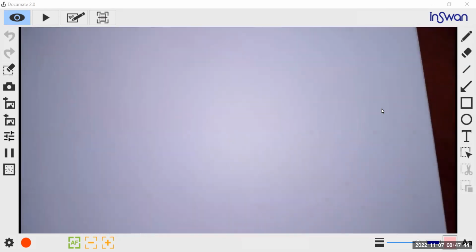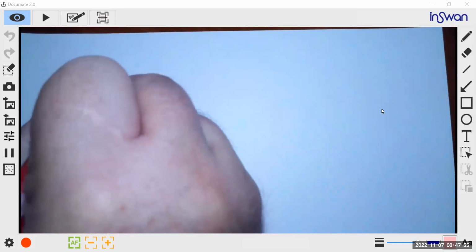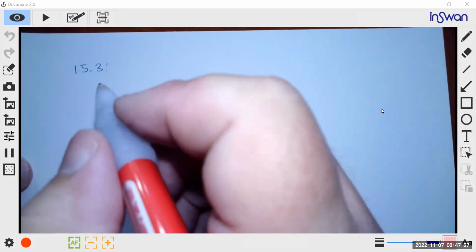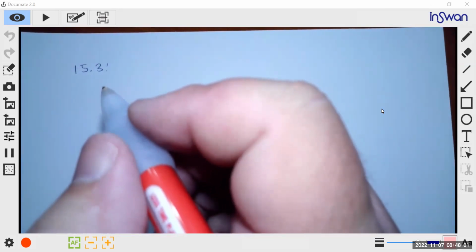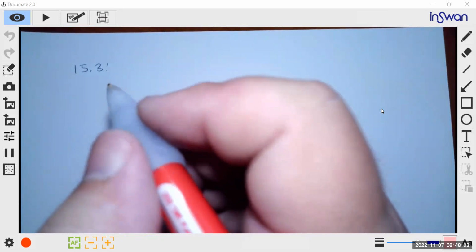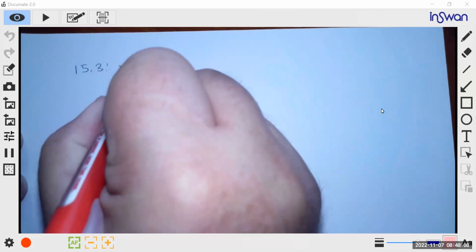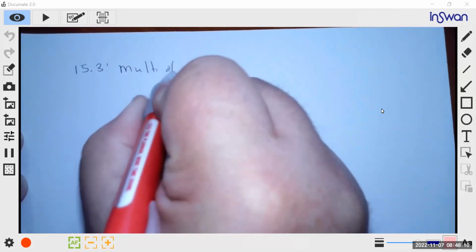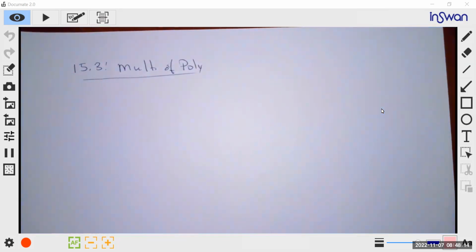Right, so that does it for that section. That was section 2 review. Section 3. Actually, do we do those? We do, oh, that's the next one. All right. Multiplication of polynomials.